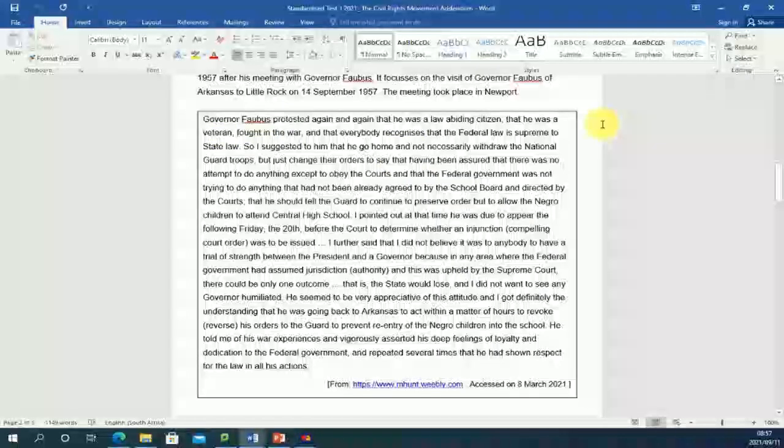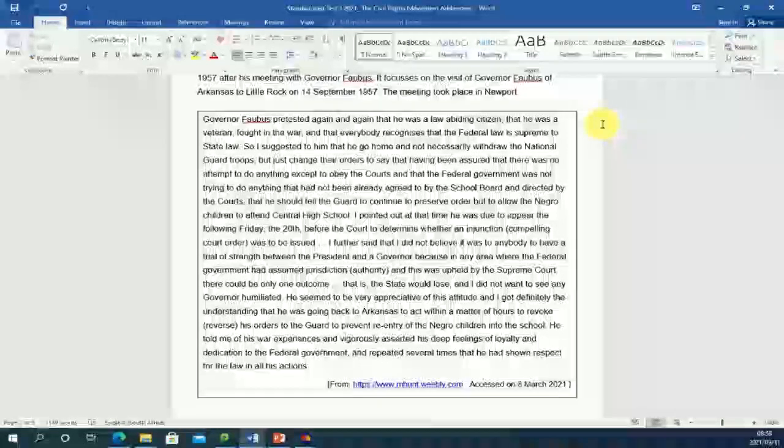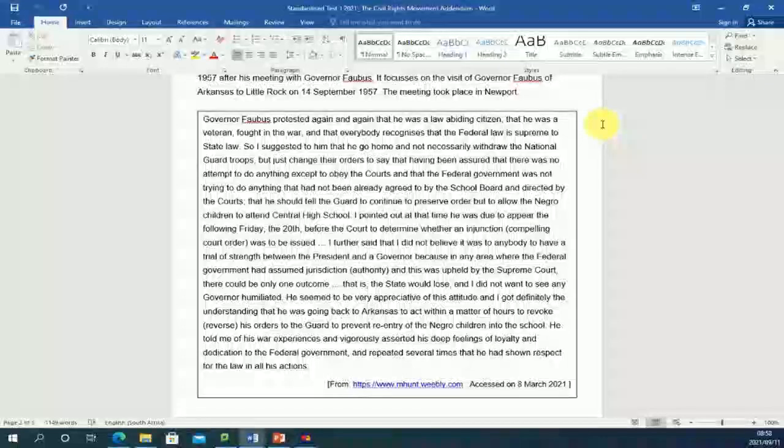So Governor Faubus protested again and again that he was a law-abiding citizen, that he was a veteran who fought in the war, and that everybody recognizes that federal law is supreme to state law. So I suggested to him that he go home and not necessarily withdraw the National Guard troops, but just change the orders to say that, having been assured that there was no attempt to do anything except to obey the courts, and the federal government was not trying to do anything that had not been already agreed to by the school board and directed by the courts, he should tell the Guard to continue to preserve order, but to allow Negro children to attend Central High School.